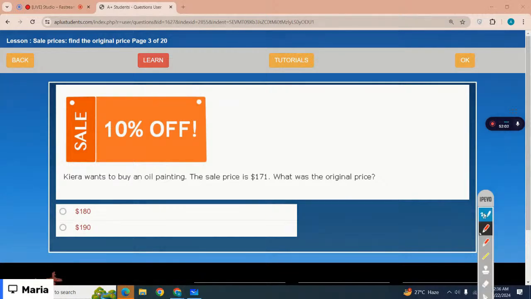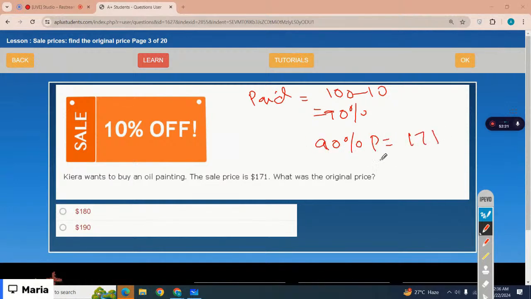That means he paid the rest of the 90%. The amount paid is 100 minus 10 is 90%, right? So that means 90% of the original price is 171. So that means P equals 171 divided by 0.9. 171 divided by 0.9. That is $190.